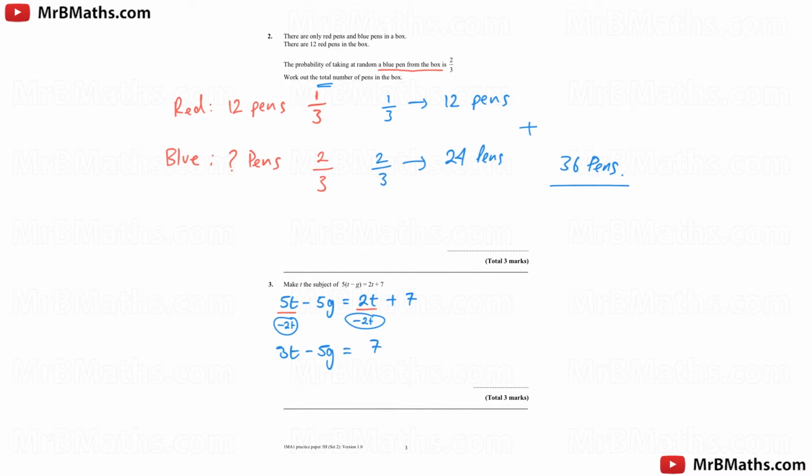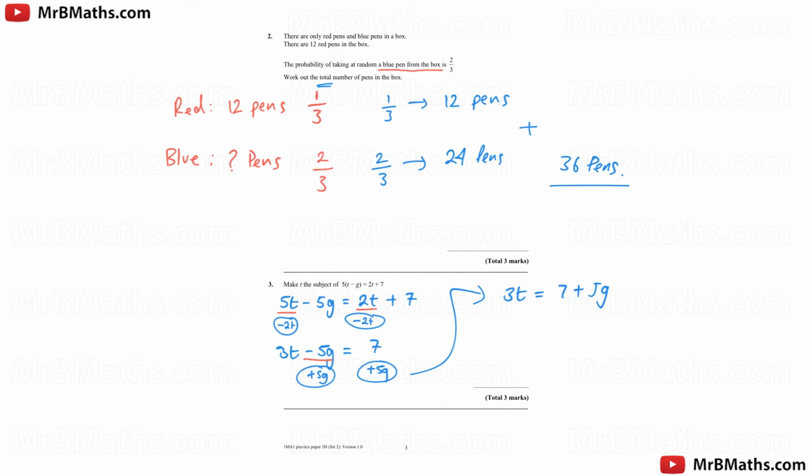Now, however tempting it is, just do one thing at a time. So now I've got the t on the left hand side. I need to get rid of this negative 5g, or the inverse or the opposite of negative 5g will be to add 5g. So if I add 5g to both sides and write that up here, I'm going to get 3t equals 7 plus 5g.